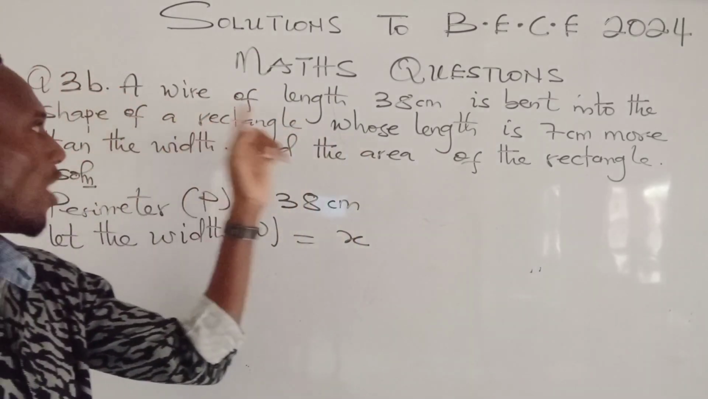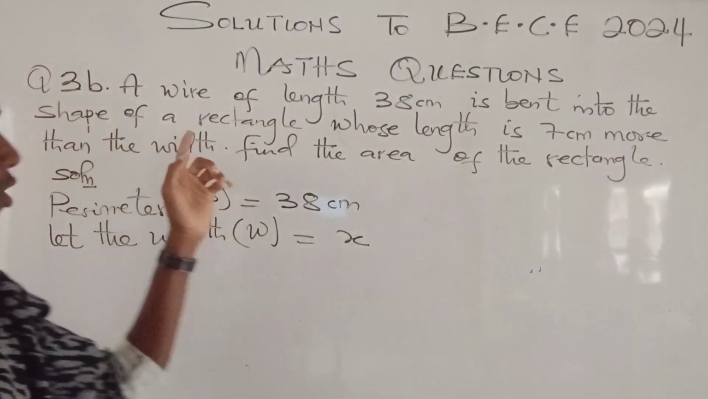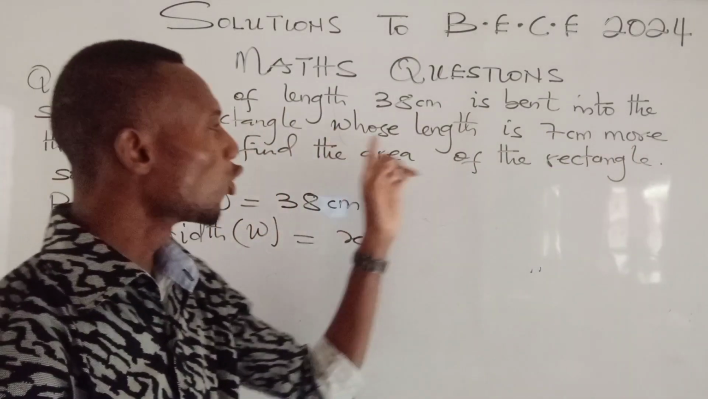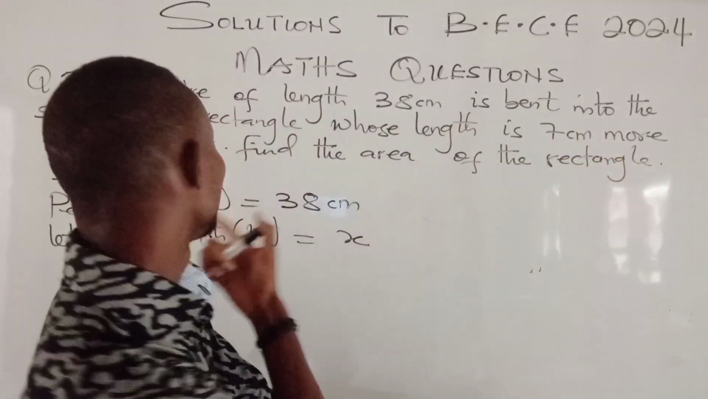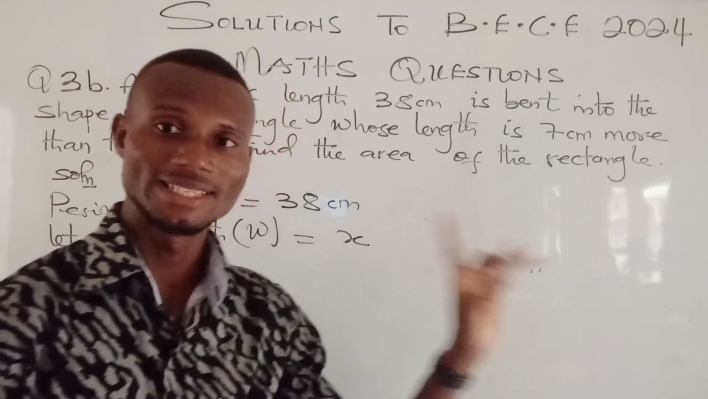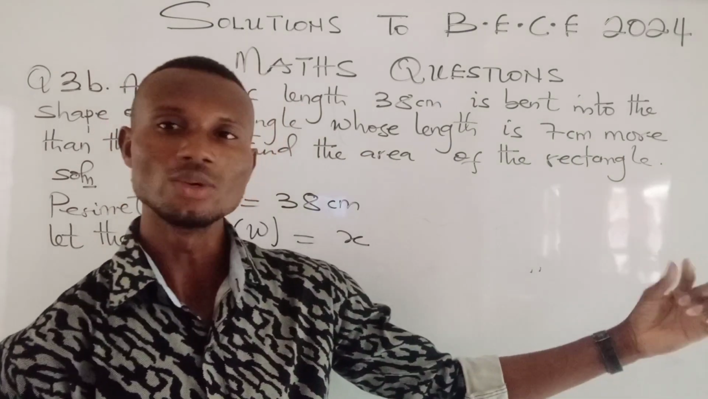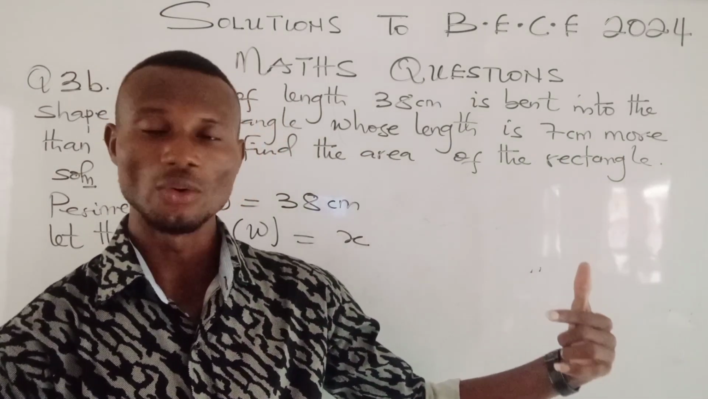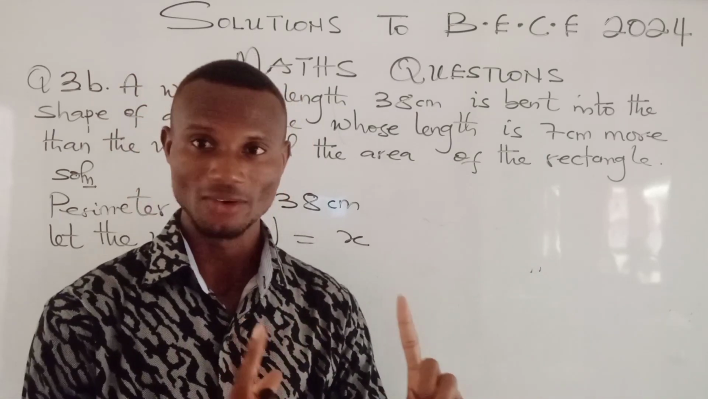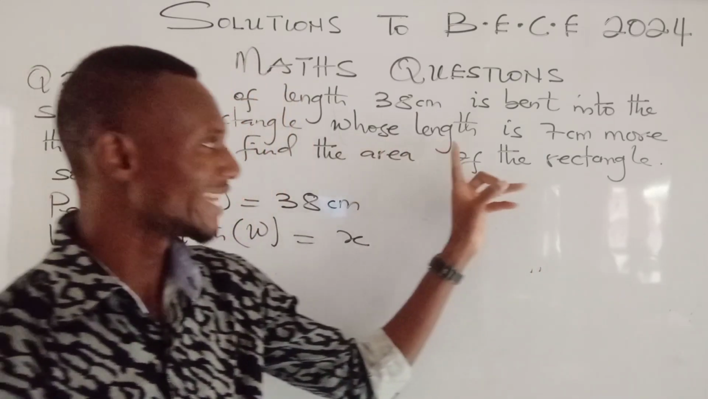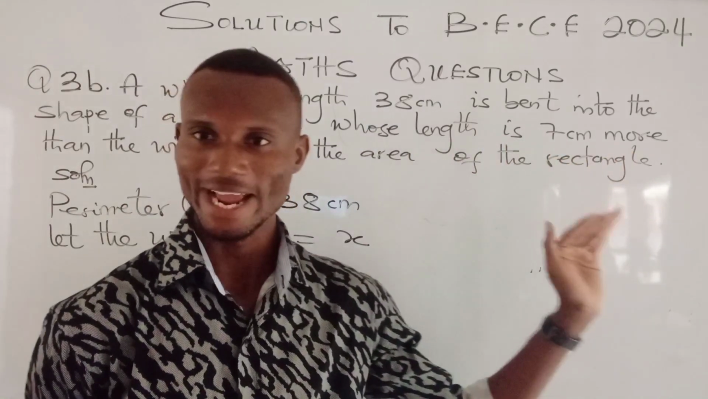So a wire of length 38 centimeters is bent into the shape of a rectangle, whose length is 7 centimeters more than the width. What that means is that when we add 7 centimeters to the width of the rectangle, it will be equal to the length of the rectangle, because it's saying that whose length is 7 centimeters more than the width.